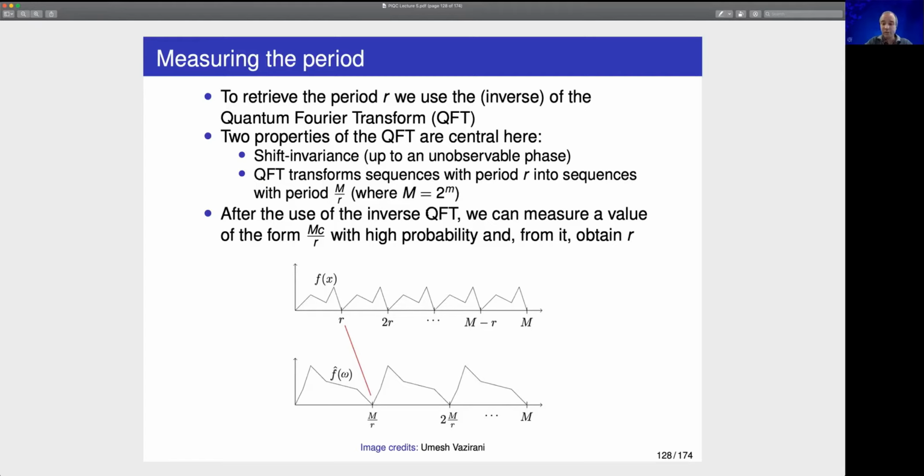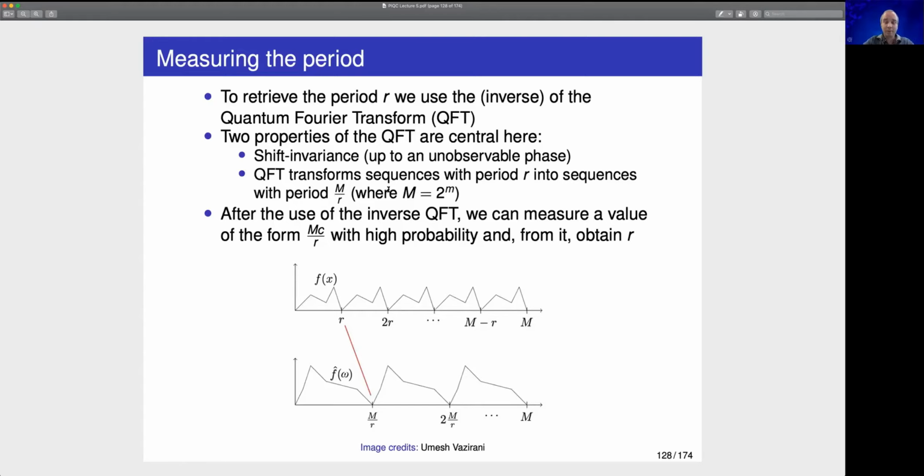This is going to result only in a phase in the state that I obtain, and when I measure the state, remember that the global phases are not important. So this shift invariance is interesting because it allows me to treat all the different sequences that I can obtain in the same way, because they are going to give me exactly the same probabilities, okay?